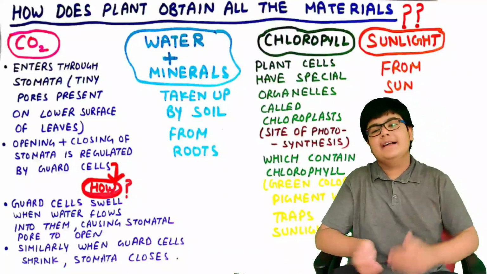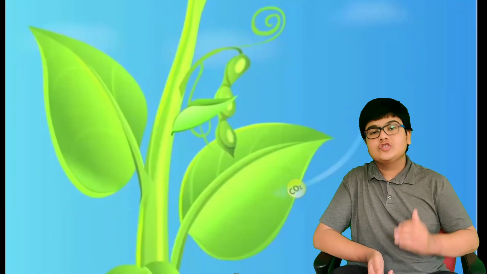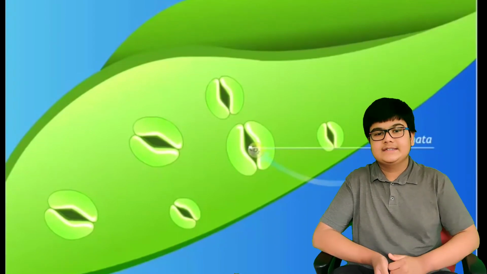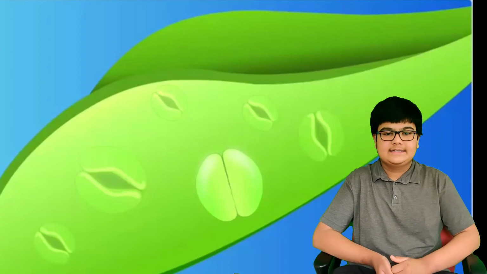Now, how does the plant obtain all these materials? So, carbon dioxide enters through stomata. These are the tiny pores present on the lower surface of leaves. Opening and closing of stomata is regulated by guard cells.